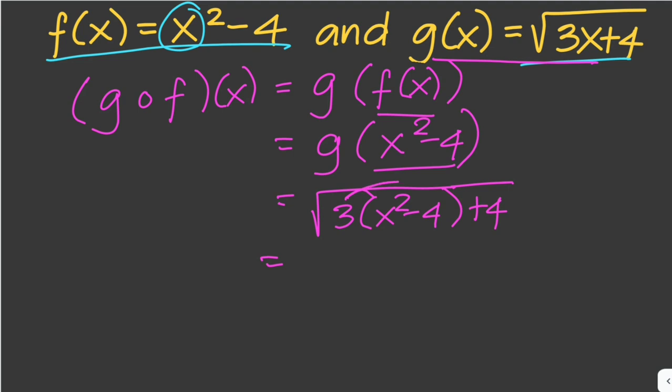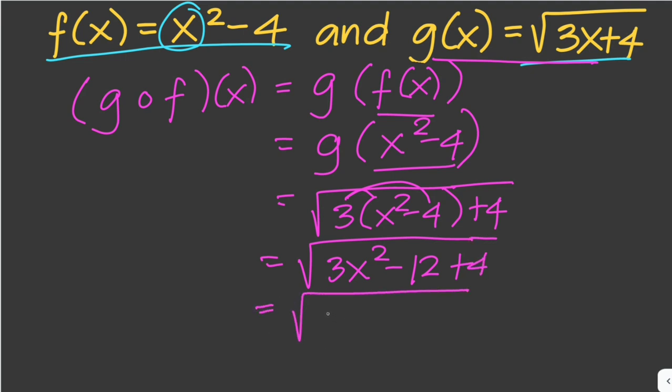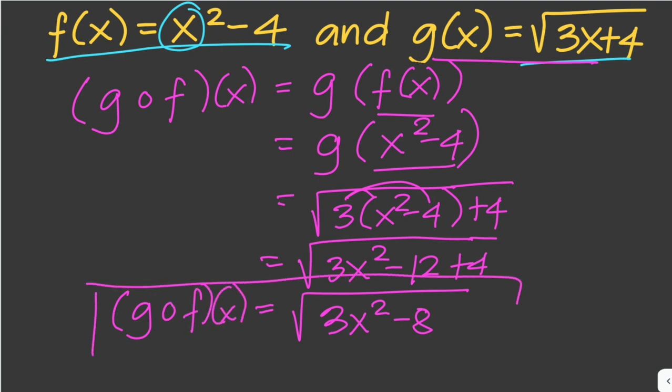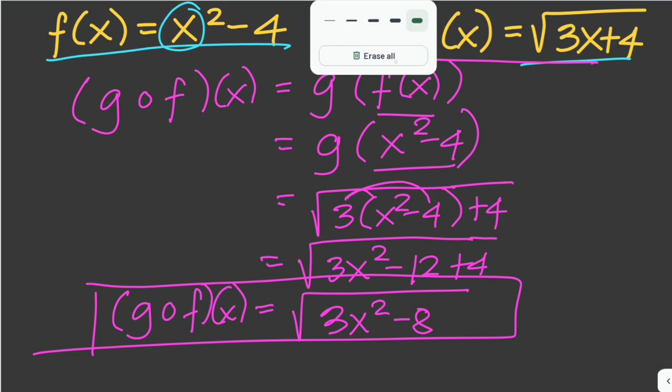Then we distribute 3 here. 3x squared minus 12 plus 4. This is just equivalent to square root of 3x squared minus 8. We cannot simplify that further. So that means g of f of x is just equal to the square root of 3x squared minus 8. Okay, let's try solving another problem.